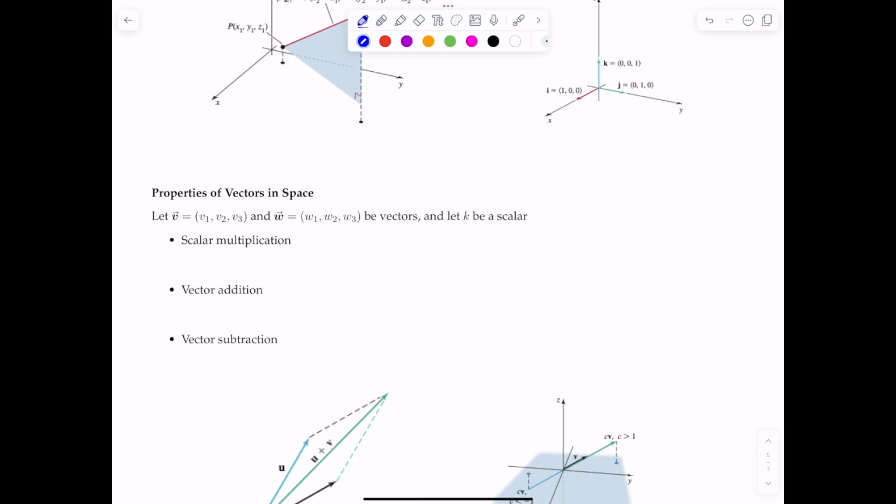Now, we can perform different operations on three-dimensional vectors, very similar to what we have seen in the 2D case. Given the vector v and vector w, and also a scalar k, the scalar multiplication can be performed as follows. So k times v is equal to k times v1, v2, and v3. To perform this scalar calculation, we just multiply k by every single component in v. So you have k times v1, comma, k times v2, comma, k times v3.